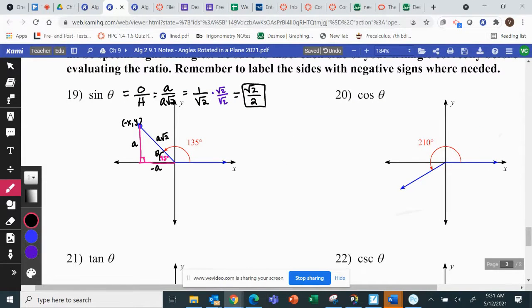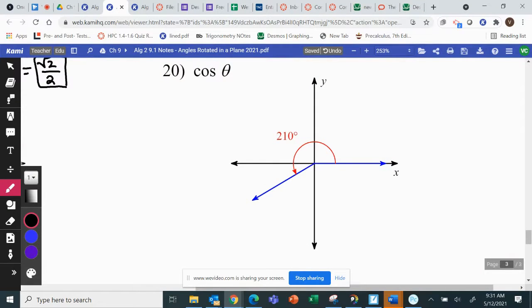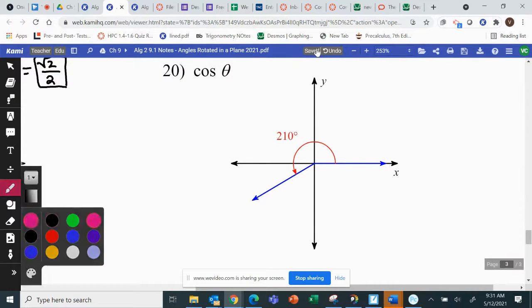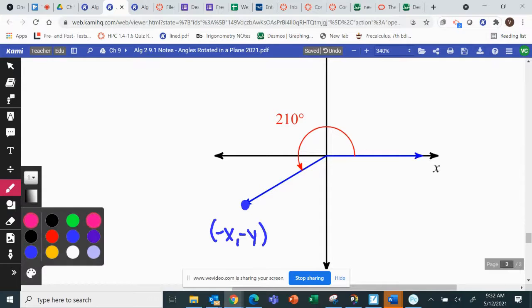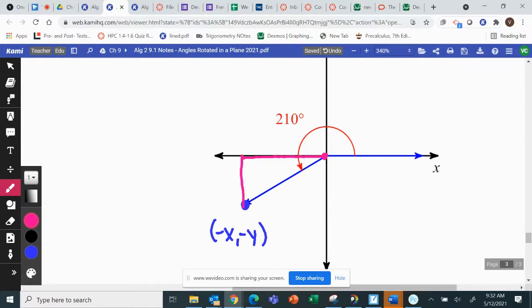Okay, look at number 20. We're doing the cosine at 210. So I'm going to draw my point. That's going to be negative x, negative y. So from there, I'm going to draw my triangle. I'm going to start at 0, 0 and go negative x, negative y. And then I have to figure out what angle is my theta. In this section alone, it's going to be 30, 45, or 60. So if you get an answer that's not those, you're doing something wrong.